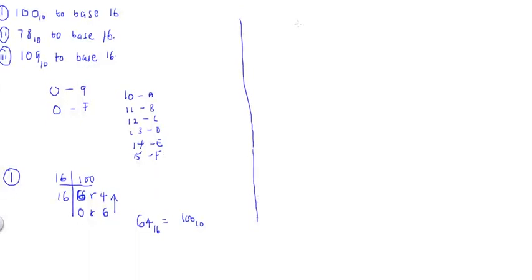The second example is 78 in base 10 converting to base 16. So 78 divided by 16 is 4 remainder 14. So you have 4 remainder 14, and then 16 into 4, that doesn't happen, so it is 0 remainder 4.